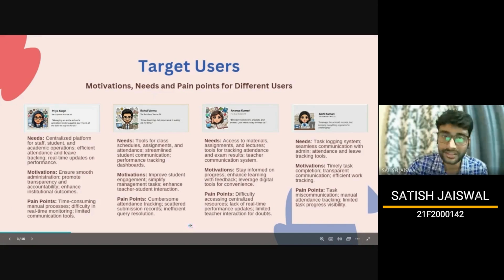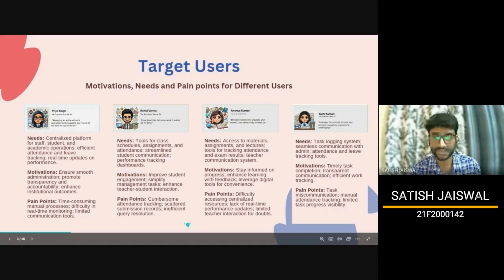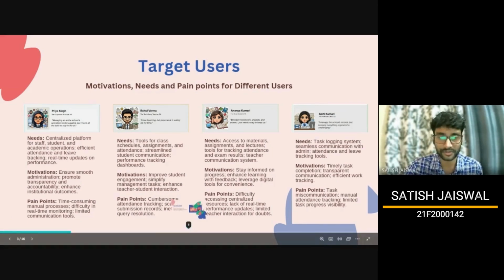The third persona we have built is for the student. The student needs access to materials, assignments, and lectures. Ananya's motivation is to stay informed about her progress, the learning enhancement she wants, and most importantly the feedback she receives, because feedback is an important part of a student's growth in their career. With this centralized system, we can overcome this problem.